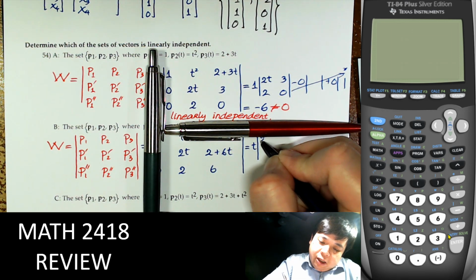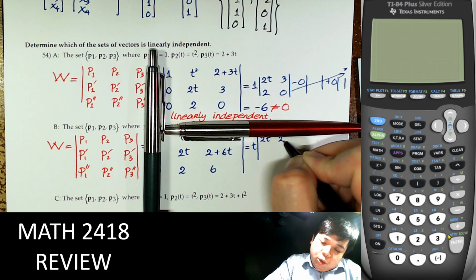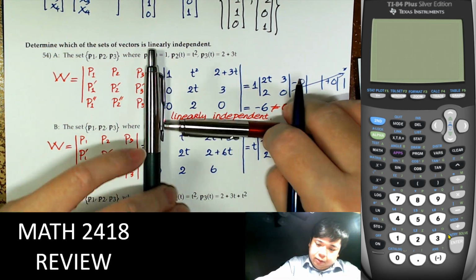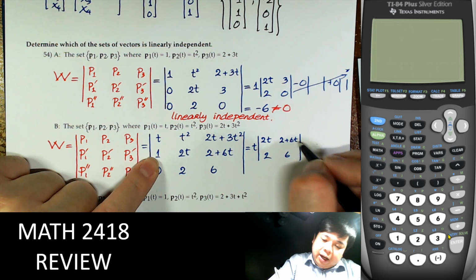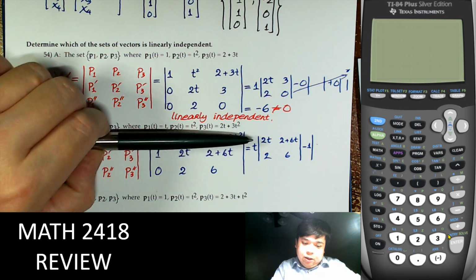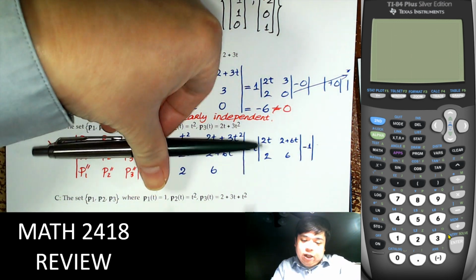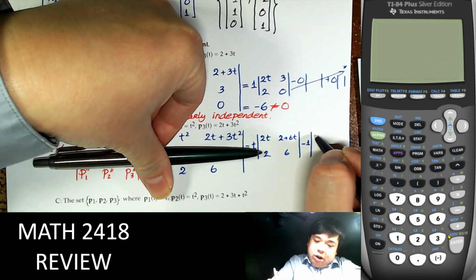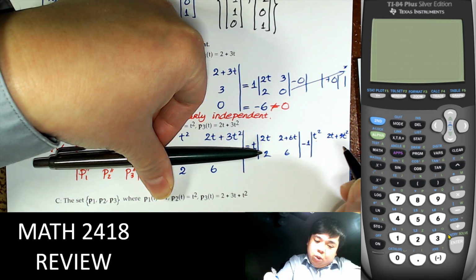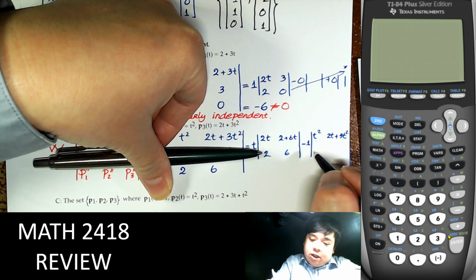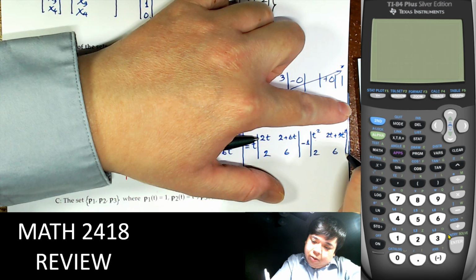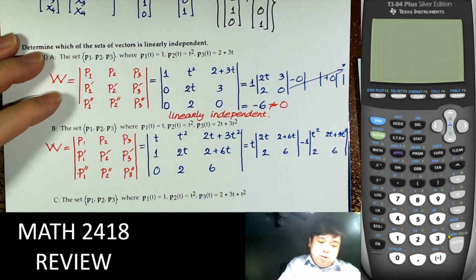We have 2t, 2 plus 6t, 2 and 6. Next we minus 1, and cover the row and the column containing 1. We have t squared, 2t plus 3t squared, 2 and 6. The last one is 0, so it's just 0.